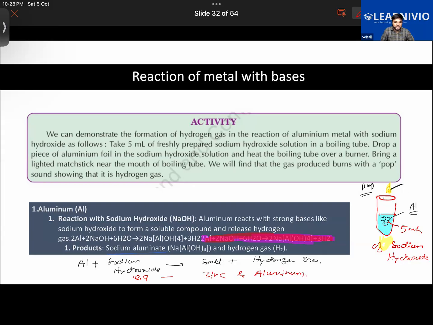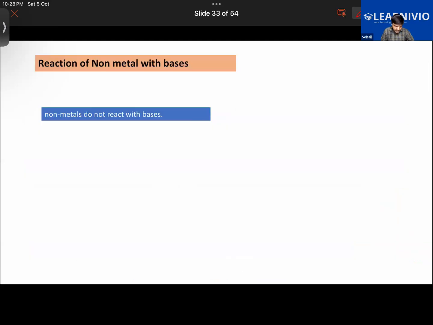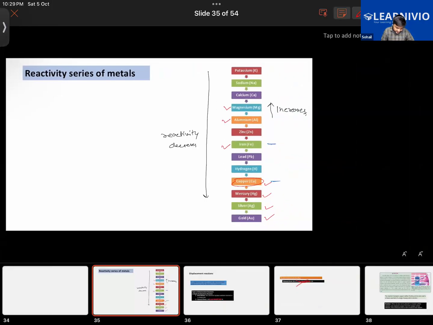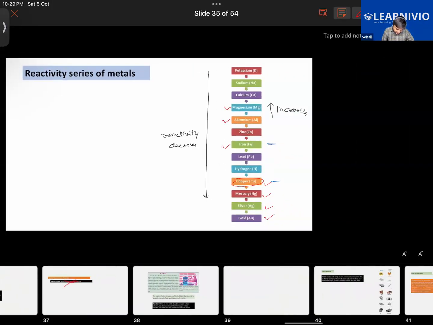In order to confirm that hydrogen gas is being formed here, you can bring a lighted matchstick near to the mouth of the test tube. The hydrogen gas will cause a popping sound here. Talking about the reaction of non-metals with bases, they do not react with bases at all. So here we have finished the different kinds of reactions.